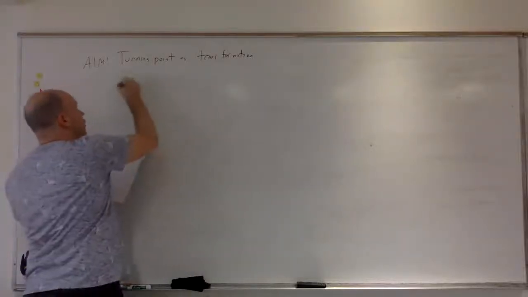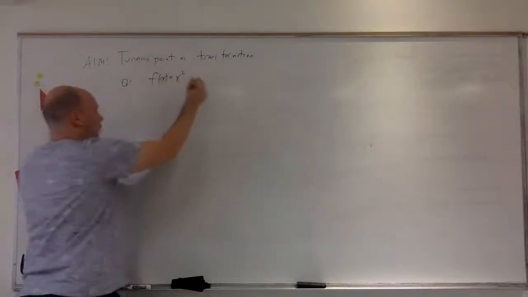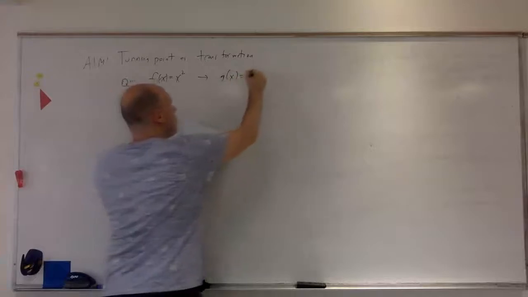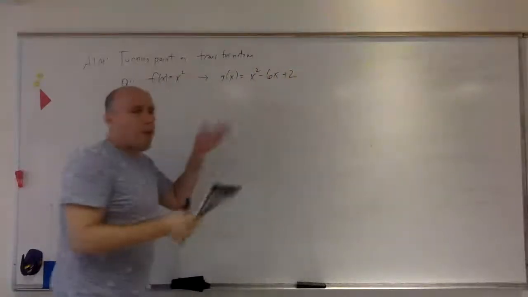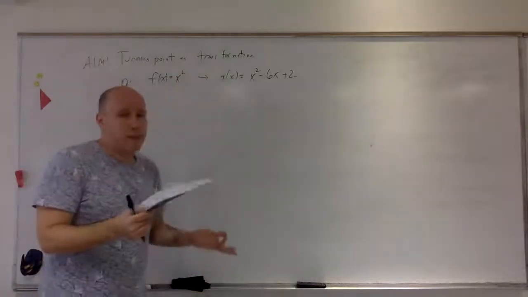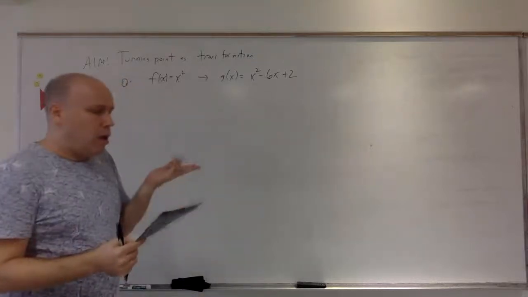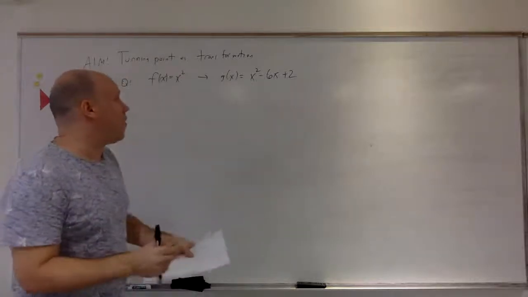So the question is, you start with f of x equals x squared, and you're told that f of x becomes g of x, which is equal to x squared minus 6x plus 2. And the question is, what was the transformation that took you from x squared to x squared minus 6x plus 2? And so here's how we do it. You're going to write that in vertex form.